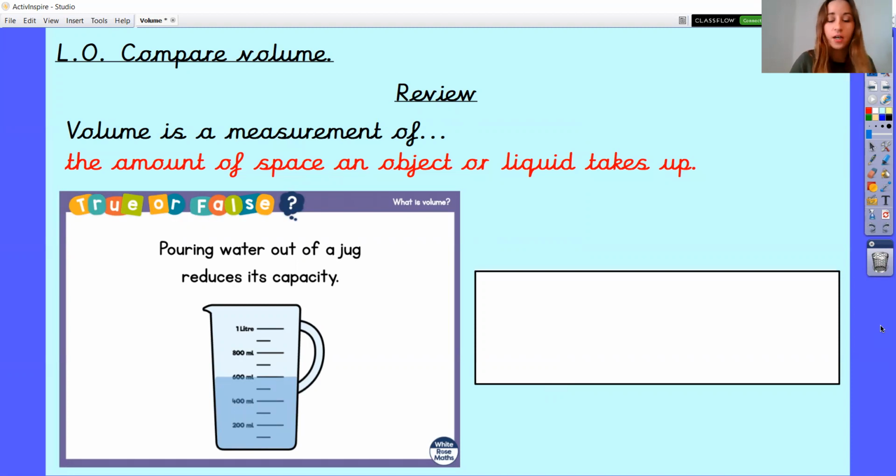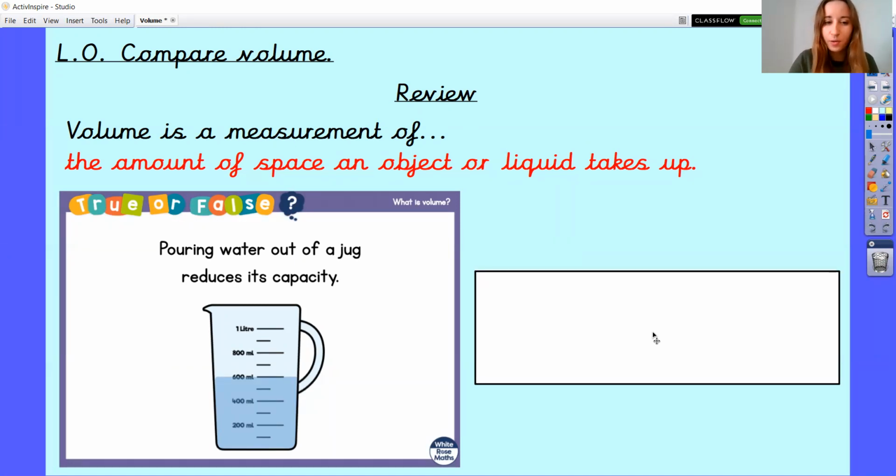Pouring water, so here's my jug. If I was to pour water out of that jug, would it reduce its capacity? Have a little think to yourself. You don't need to write anything down, but have a little think, or maybe a talk to somebody else, and then press play again when you're ready to talk about that question.